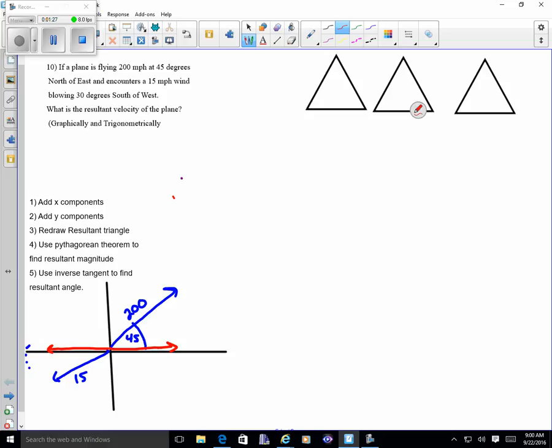So what I'm going to do now is show you how we can break these blue vectors for the plane and the wind down into components. I've already broken them down into the horizontal component, which is written in red, but it also has a vertical component, which I'm going to draw in green. So that's the green component of the plane, and here's the green or the vertical component of the wind.